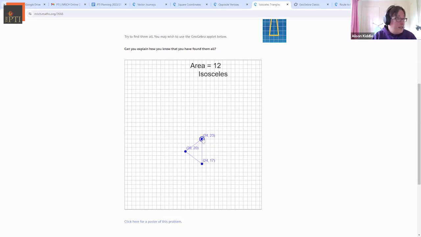So let's give everybody a couple of minutes to see if you can find one example of an isosceles triangle which has a coordinate at 20,20 and an area of 9. Have I said all of that right? I think I have.